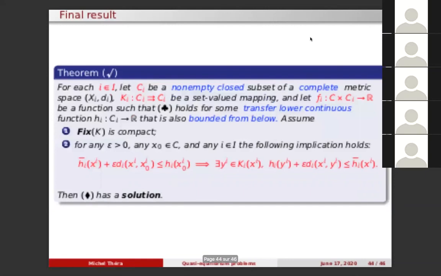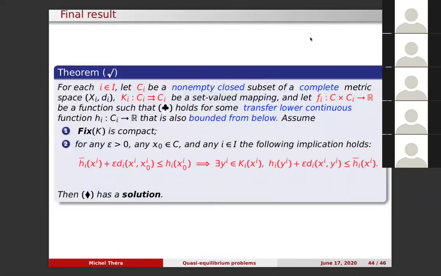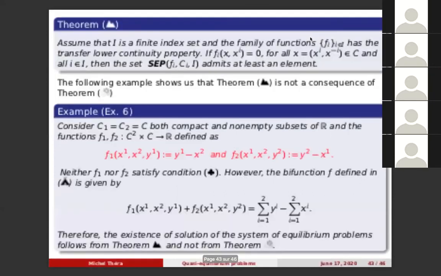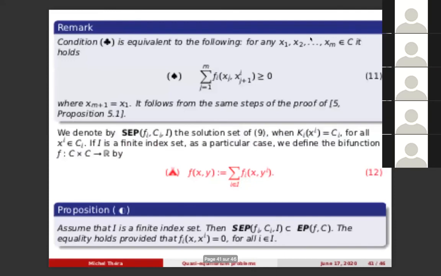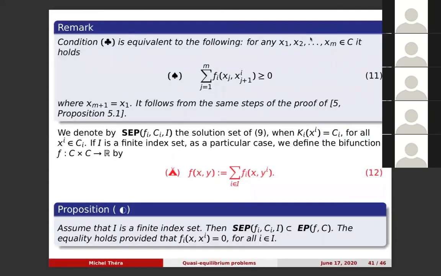And another theorem: if for each i we set Ci a non-empty subset of a complete metric space Xi with a distance di, Ki a family of set-valued mappings, Fi a family of bifunctions, which satisfy the condition clover, which was this condition here.